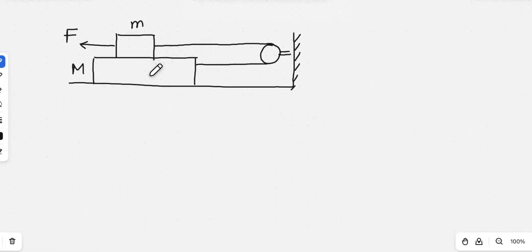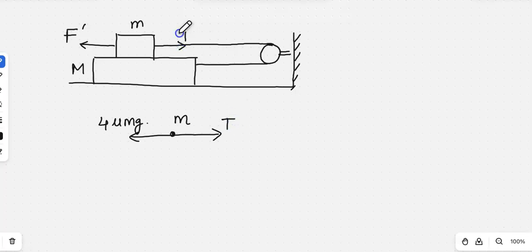So now in this diagram, again the same thing we will do. On small mass m there is a force, now that force becomes F dash, which is double the previous value, that is 4 times mu mg. In the opposite direction there will be the tension because the string is pulling it back with a tension T. And what else will be there? There will be the frictional force, right?